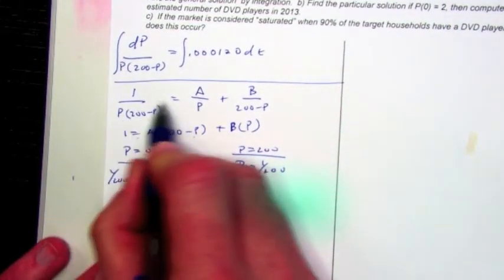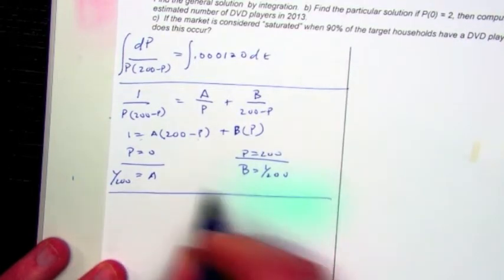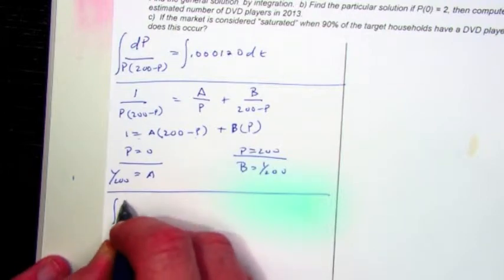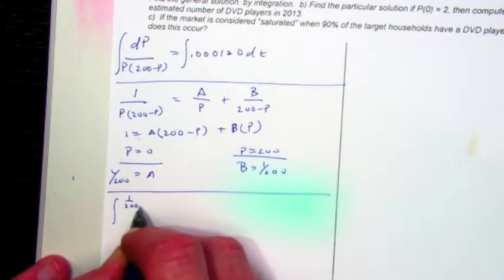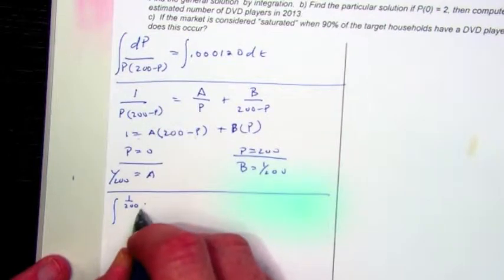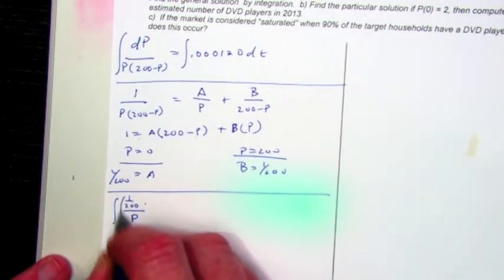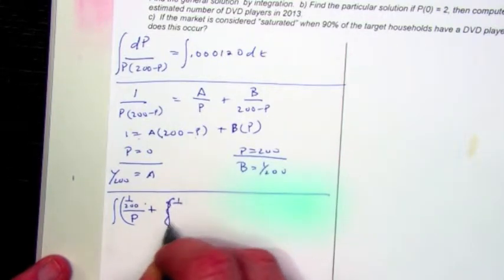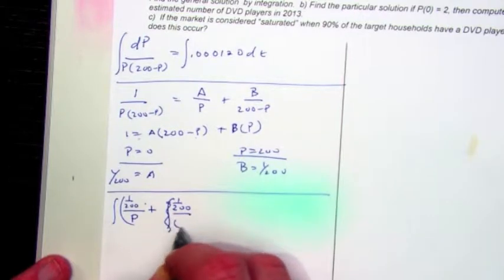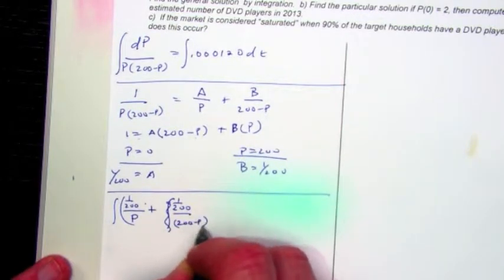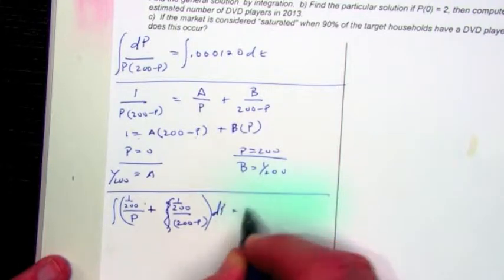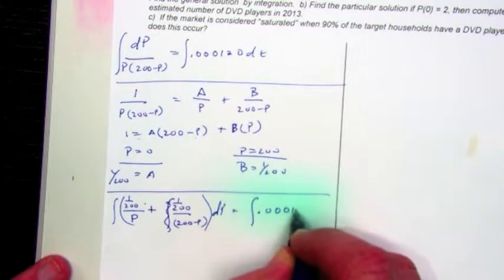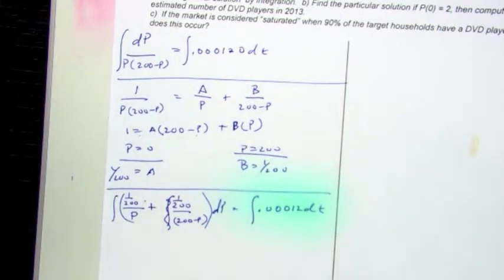So what we're going to do is now say that the left side is the integral of 1 over 200 over P plus the integral of 1 over 200 over 200 minus P, and then I have a dP there, equals the antiderivative of the other side, which is 0.00012 dt.